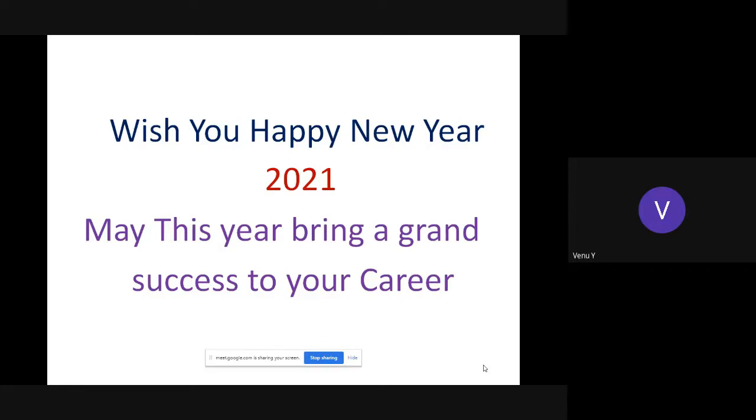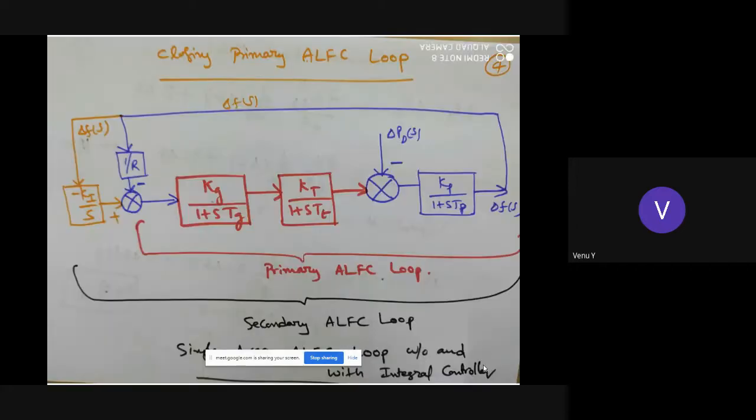Today, let me explain the continuation to the previous topic, single area control, the analysis of single area control. And this is the single area, closing the single area to complete block diagram, transfer function model of the block diagram.